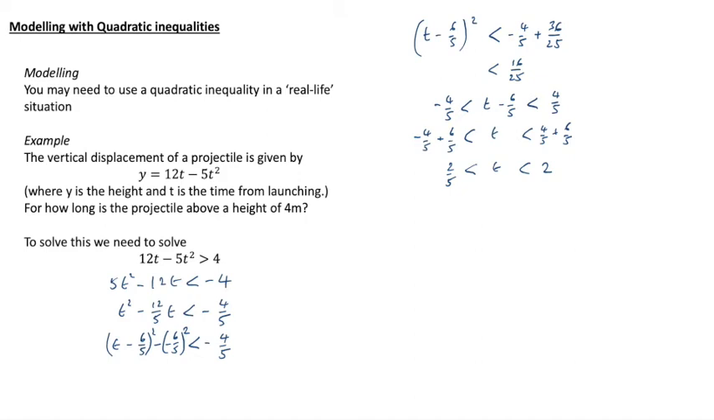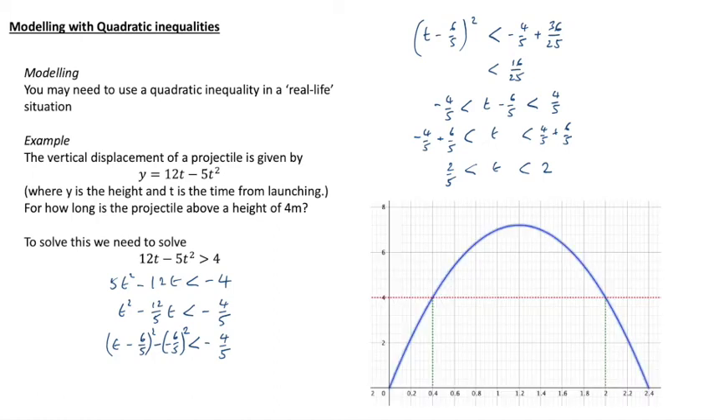They are strict inequalities because we want to know for how long it's above a height of 4 meters. That's the graph that shows this situation. That isn't the projectile travelling along, it's just showing what height it's at a particular time, and we can see that our 0.4 and our 2 is correct.